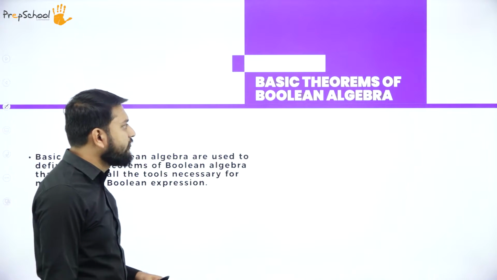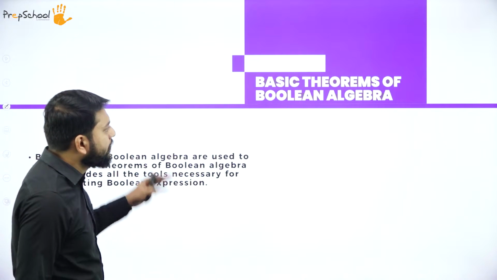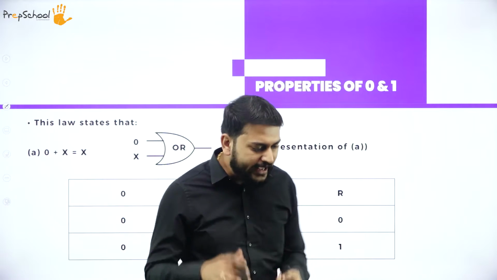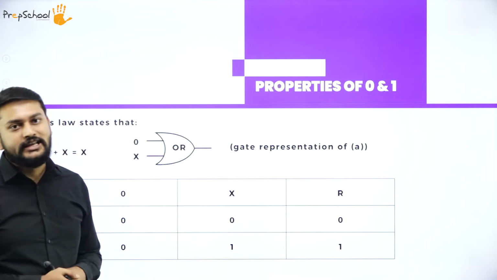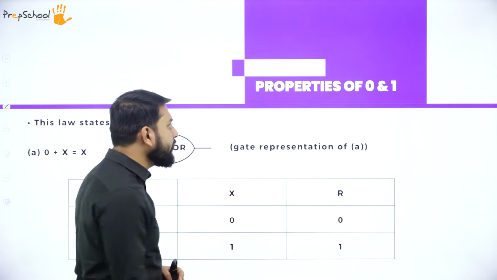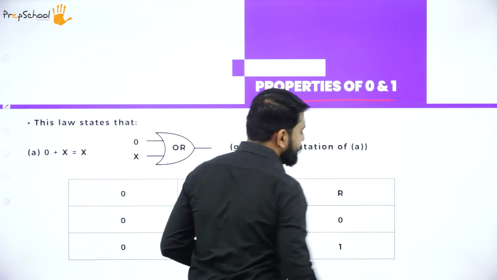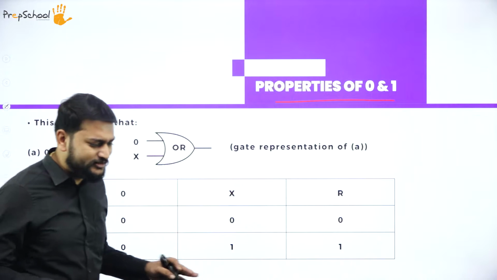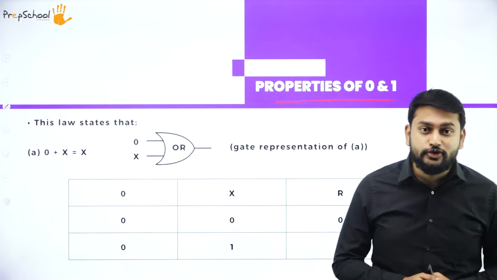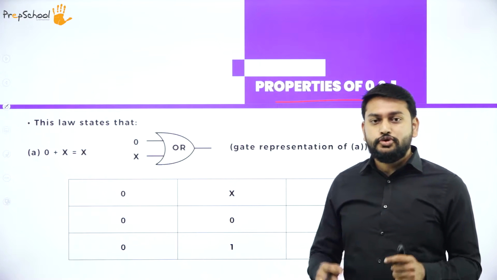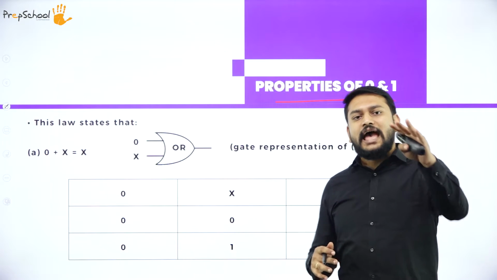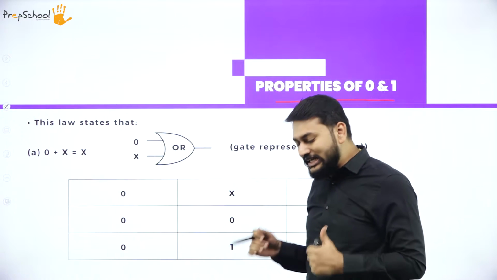The next one that I have is basic theorems. The basic theorems of Boolean algebra is what we are trying to discuss now. What exactly are we trying to understand in this? The first thing that we are understanding here is properties of zeros and ones. It's very interesting and very simple. It's a kid's play, is what I would like to tell you. When it comes to the theorem, you should remember the first one, that is properties of zeros and ones.